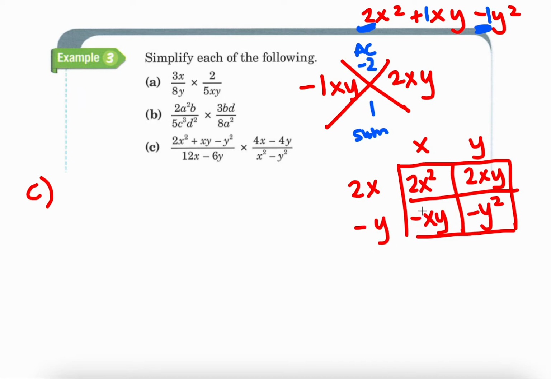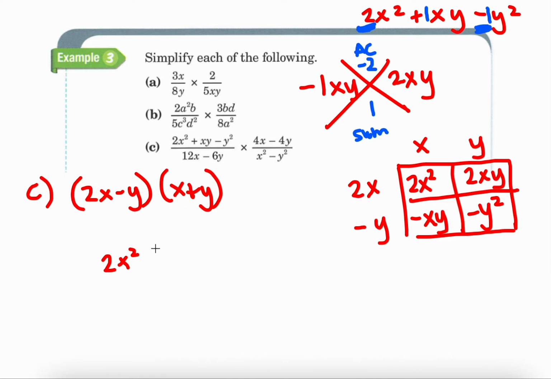So at the end, all this, 2x squared plus xy minus y squared, is really 2x minus y times x plus y. Okay, and then I can real quickly use FOIL to figure out if it actually gets me back to that answer, because I haven't done this before.